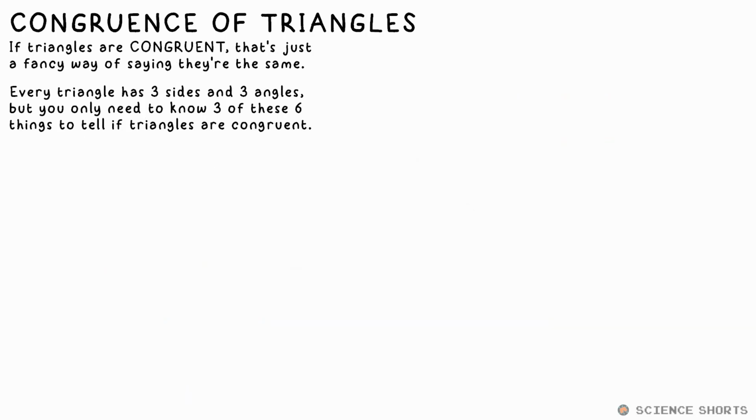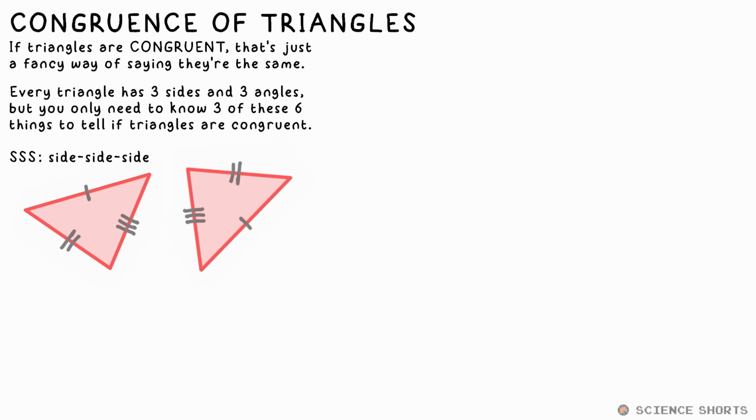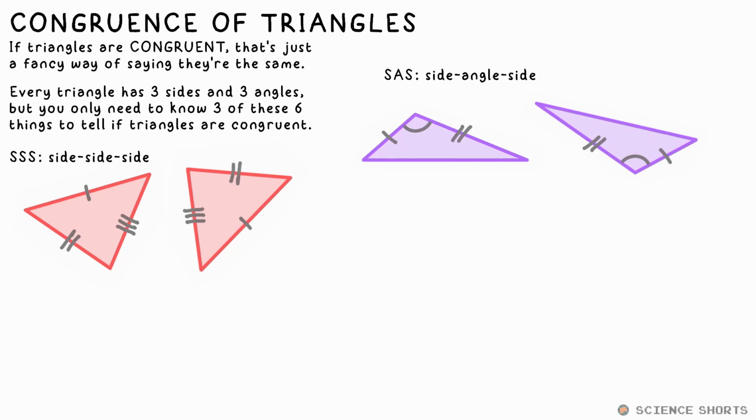We can say triangles are congruent when they are the same. Their sides and angles are the same. But you don't need to know all three angles and sides to know if they're congruent. You only need to know 3 out of these 6 things. If the length of all 3 sides of 2 triangles are equal, they must be the same. We say that this is SSS congruence. SAS is side angle side, where 2 sides and the angle between them are the same for both triangles. Again, that must mean that they're congruent.